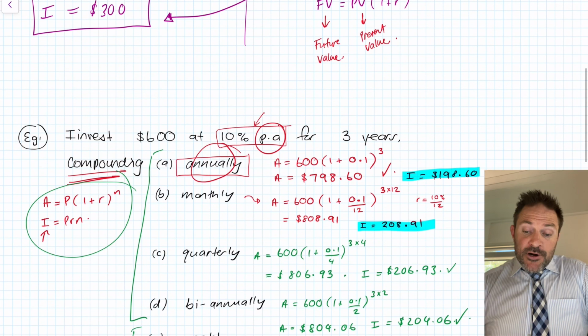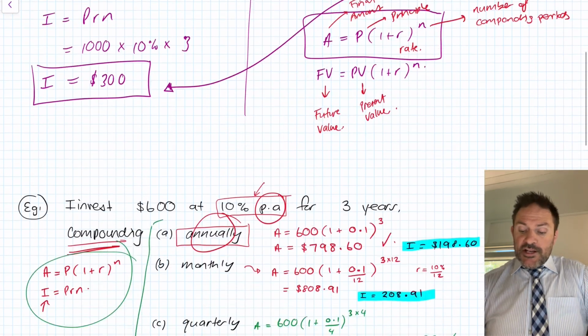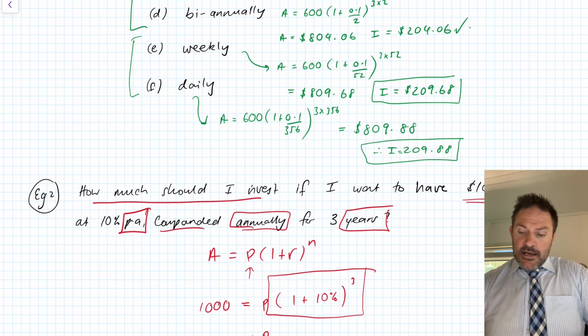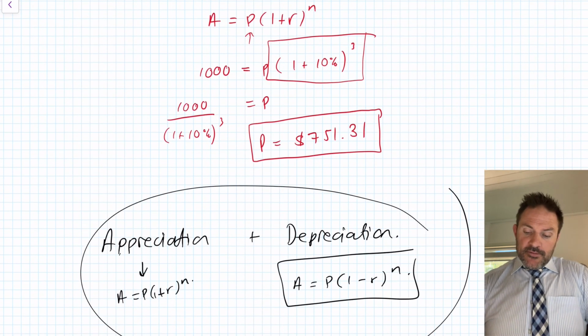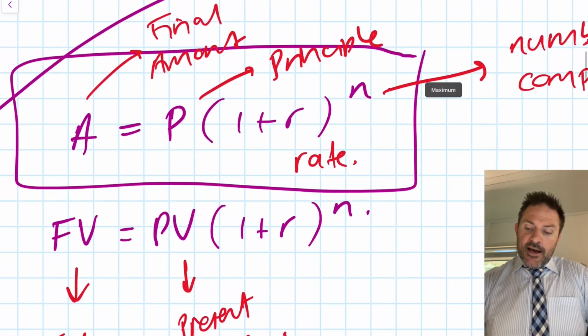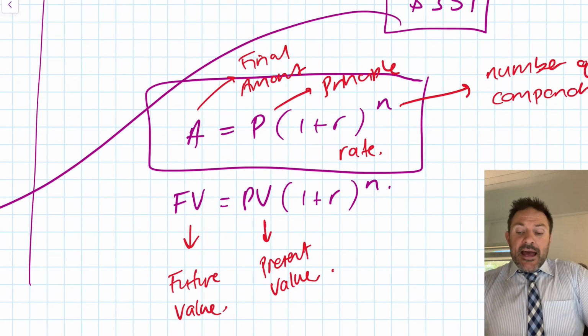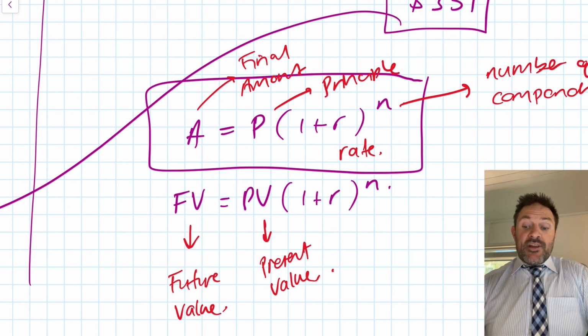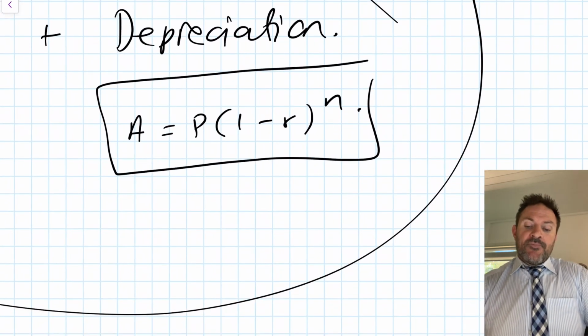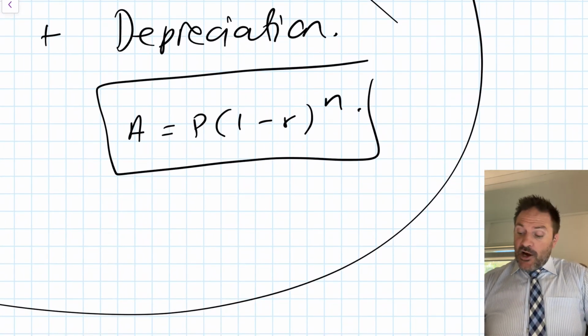Okay, guys, that is pretty much it. Remember, the two formulas you need to remember realistically for this stuff are, I've lost those two formulas. They're around here somewhere, weren't they? There they are. The A equals P brackets 1 plus R to the power of N, or the second version with the FV and the PV. And then, of course, if you're looking at depreciation, we have a minus instead of a plus.